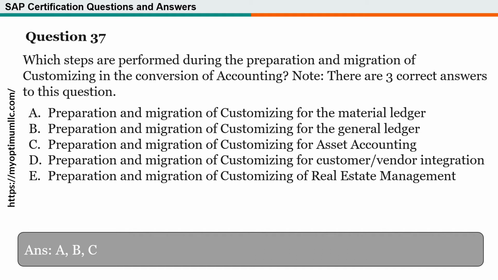Note, there are three correct answers to this question. A. Preparation and migration of customizing for the Material Ledger. B. Preparation and migration of customizing for the General Ledger. C. Preparation and migration of customizing for Asset Accounting. D. Preparation and migration of customizing for customer/vendor integration. E. Preparation and migration of customizing of real estate management.